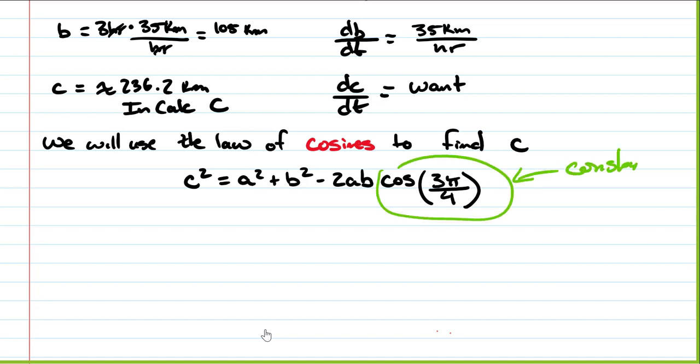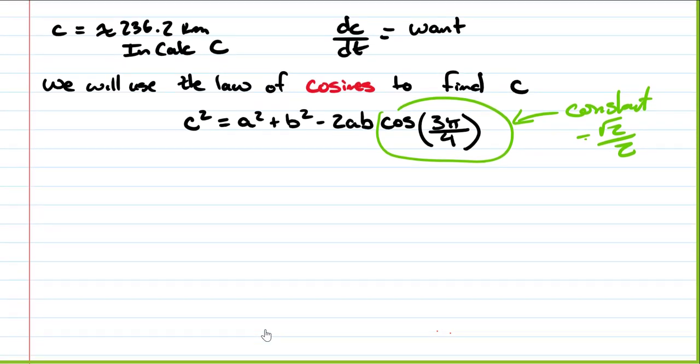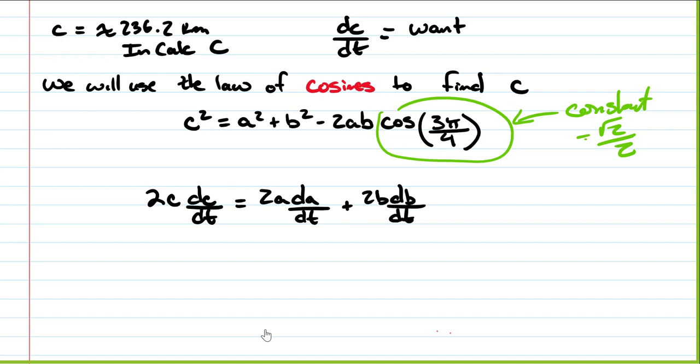And in fact, if you really want to, what is the cosine of 3 pi over 4? You should get negative square root of 2 over 2, right? So we could figure out what that is if we wanted to. So we take our derivative, and we get 2c dc/dt is equal to 2a dA/dt plus 2b dB/dt, so just like we normally had, minus, but here's where it gets interesting.